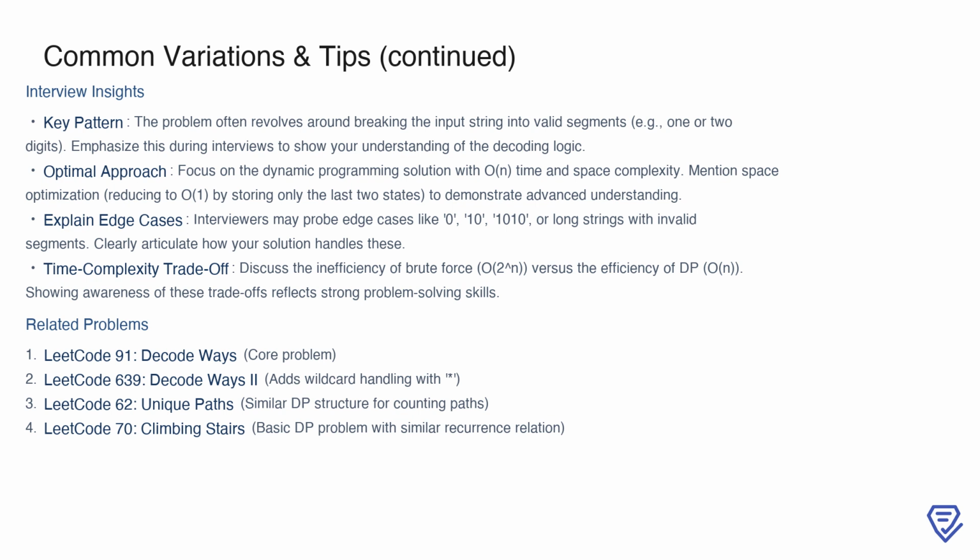Additionally, discussing the time complexity trade-offs between brute force recursion, which is O(2^n), and the efficiency of dynamic programming, which is O(n), shows a solid grasp of algorithmic principles. Lastly, understanding related problems can provide valuable context. Problems like Decode Ways 2, which introduces wildcards, or unique paths and climbing stairs, which share similar dynamic programming structures, can help you draw connections and demonstrate your versatility as a problem solver.